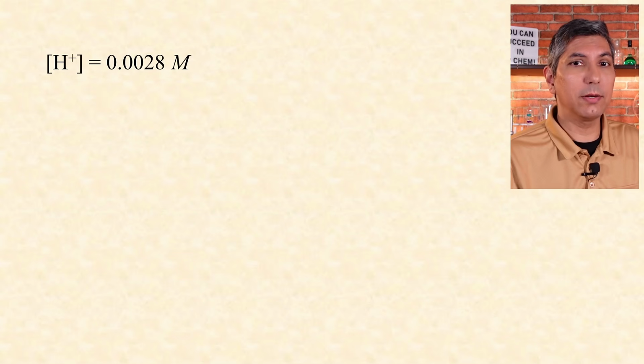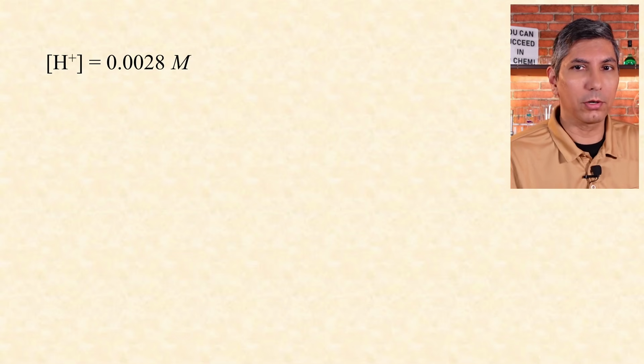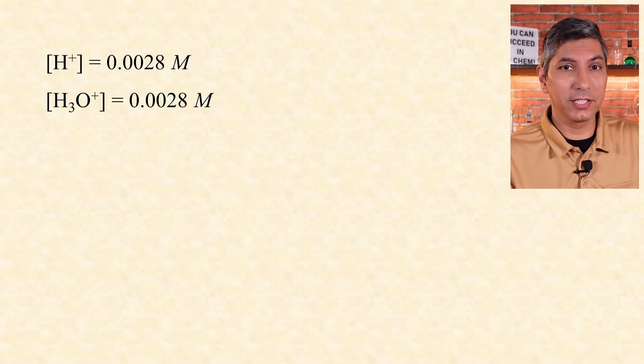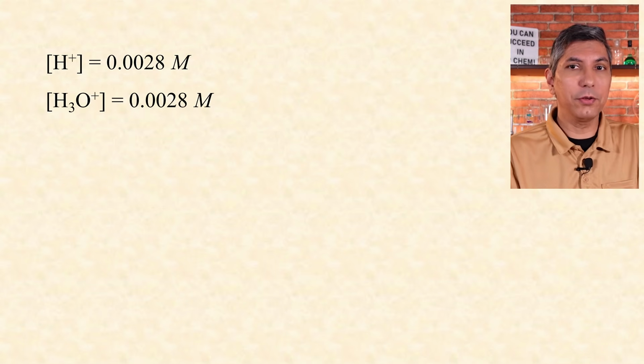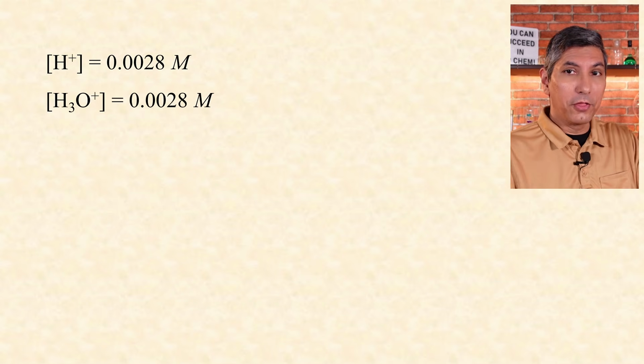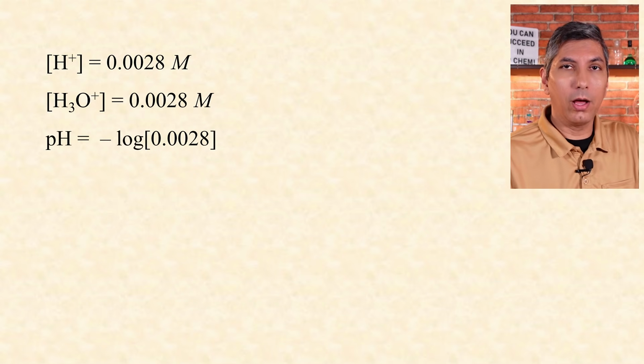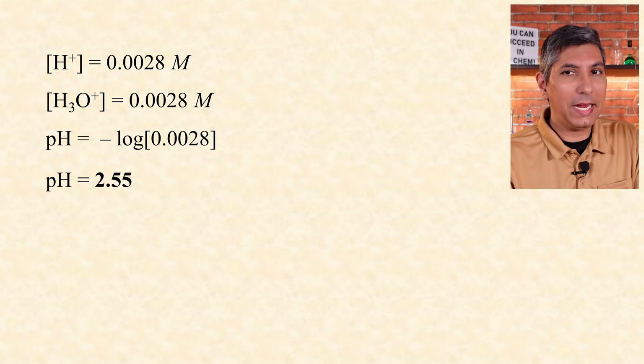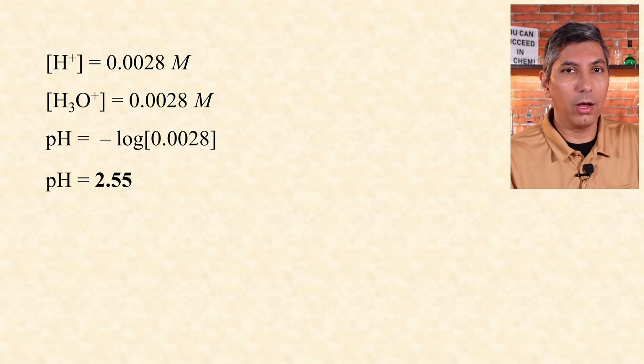So, if the H+ concentration of a solution is 0.0028 molar, the hydronium concentration is also 0.0028 molar. Those two values are interchangeable. The pH equals the negative log of 0.0028, which equals 2.55. Once again, that letter P just means negative log.